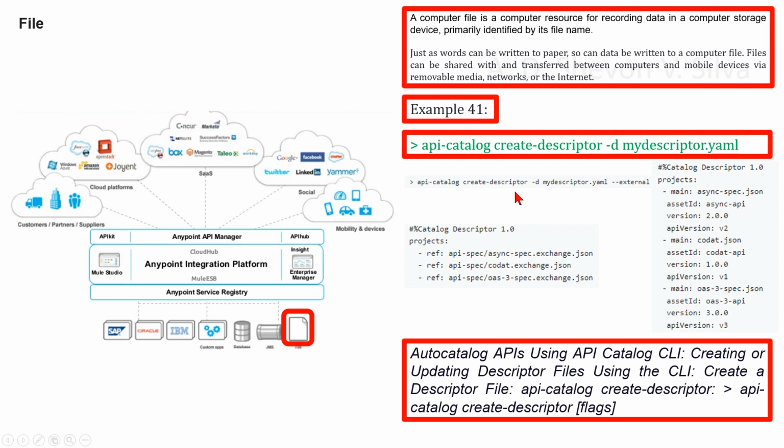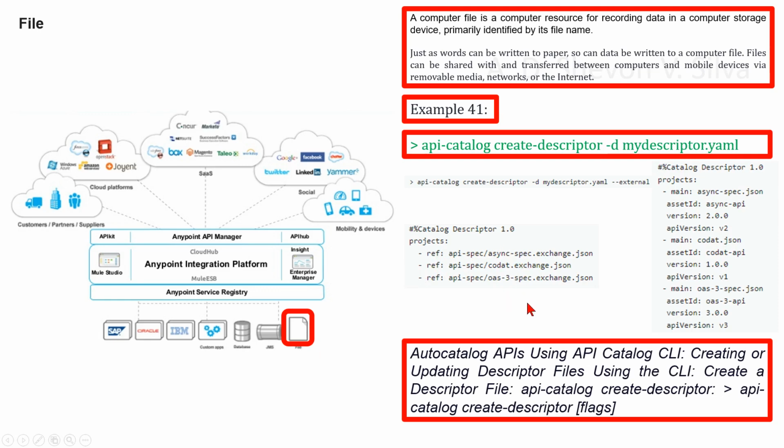In the following example, create a descriptor file called my-descriptor.yml in the current path. Example output that is written to the descriptor file is here. If you are using the --external flag, an external exchange.json file is generated for each of your APIs, and the descriptor file has references to each of those, as shown in the following example. Example output that is returned to the descriptor file is here.